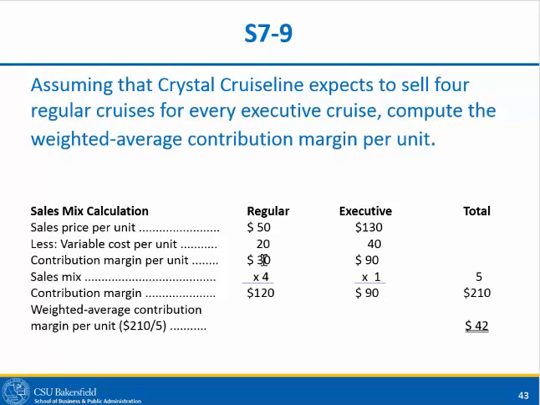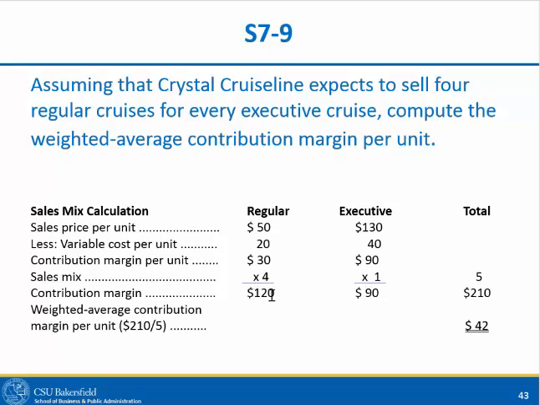That basket consists of 5 tickets, 4 regular and 1 executive. So you multiply the contribution margin per unit by 4 for regular to figure out the total contribution margin from the 4 regular tickets, which is 120. Then you do a very similar calculation for executive. You start with the $130 sales price minus $40 variable cost per unit to arrive at $90 contribution margin per unit. There is only one executive ticket in that basket, so the total contribution margin from executive tickets is only $90.